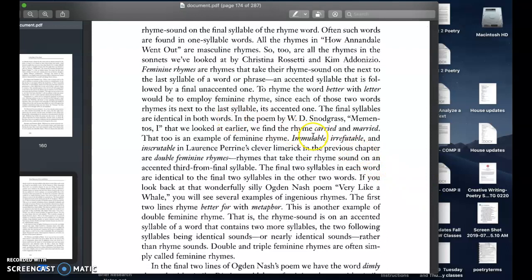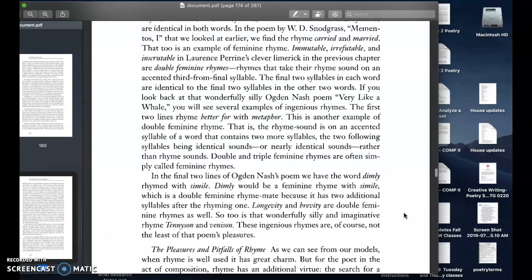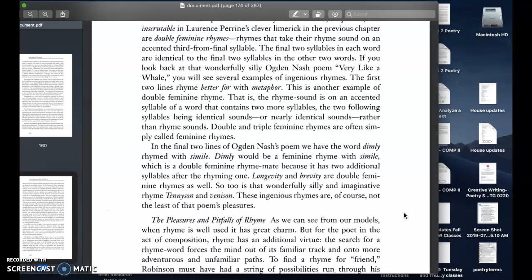If you look in some other poems, you'll find rhyme that's carried, like carried and married, or that's another example, immutable, irrefutable, inscrutable. Sometimes you have double feminine rhymes as well. So, you know, it's other ones to look at and look at those parts that come up with that too.